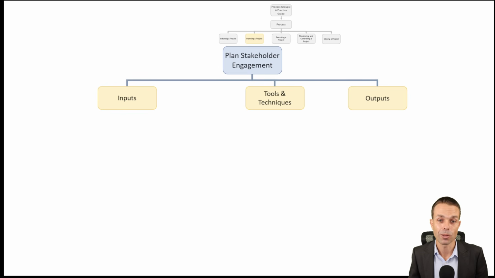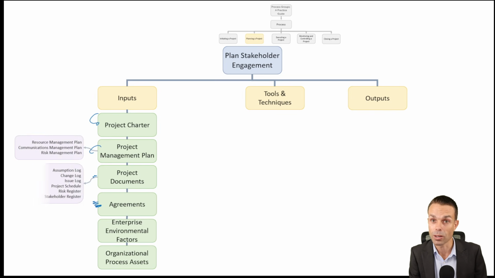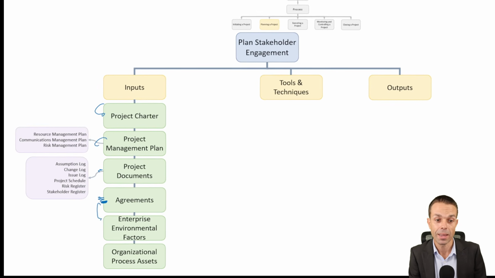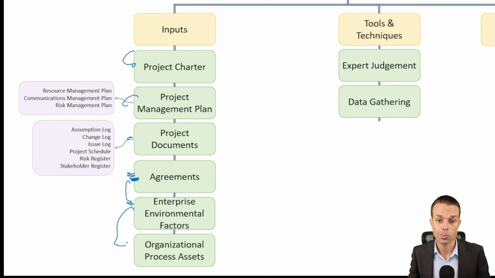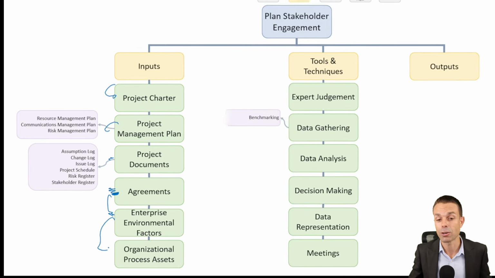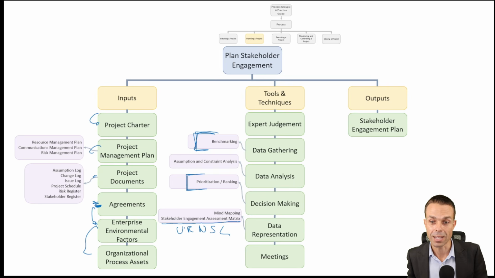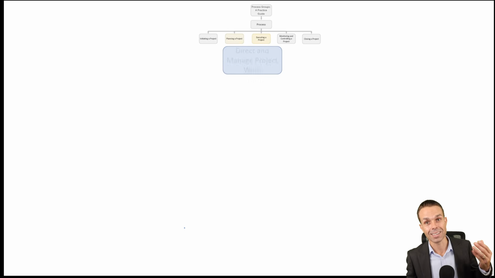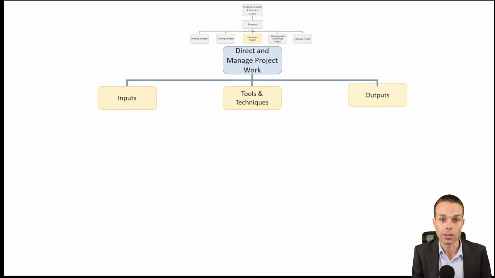Oh, lastly as well, we're going to need to plan stakeholder engagement, where we need our project charter for any initial stakeholders, project management plan, project documents, any organizational agreements that are already in place, EEFs and OPAs. The tools and techniques are expert judgment, data gathering, data analysis, decision-making, data representation, and meetings as always. Outputs is the stakeholder engagement plan itself, which is our stakeholder engagement process. So now we can move on to executing a project.